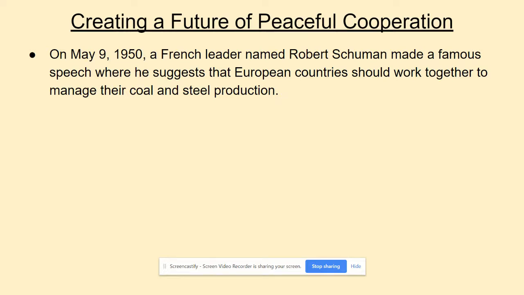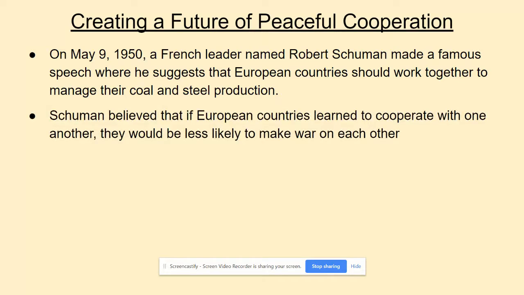So he first started with something simple like coal and steel production. So we started with the economic aspect of this because coal and steel were actually really needed industries and resources in order to rebuild Europe. So he said, let's work together on this and let's unite. He believed that if European countries were united and cooperated with one another, they would be less likely to make war on each other, which does make sense.